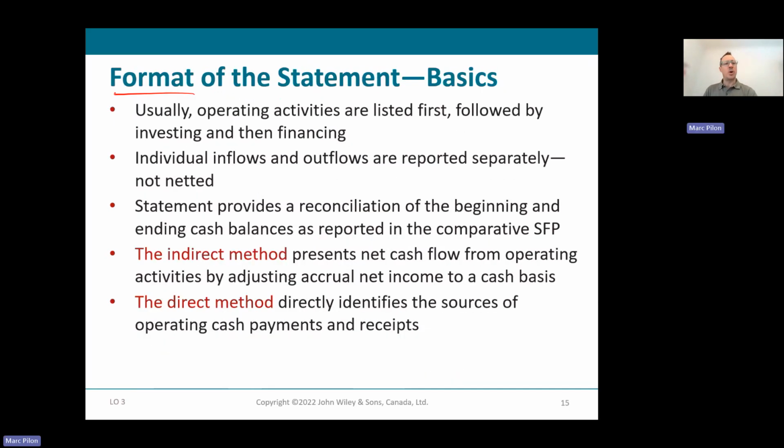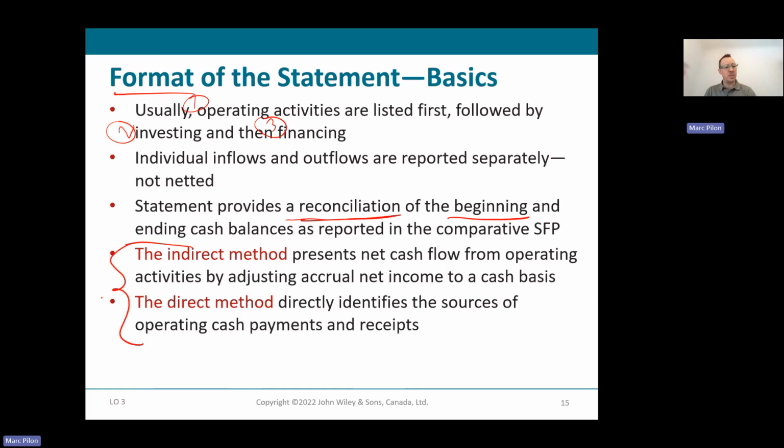In terms of format, we always present the operating activities first, then usually investing. Sometimes it's flipped. Sometimes it's financing, then investing. Usually it's investing, then financing. The goal is to provide a reconciliation between the beginning balance and the ending balance.